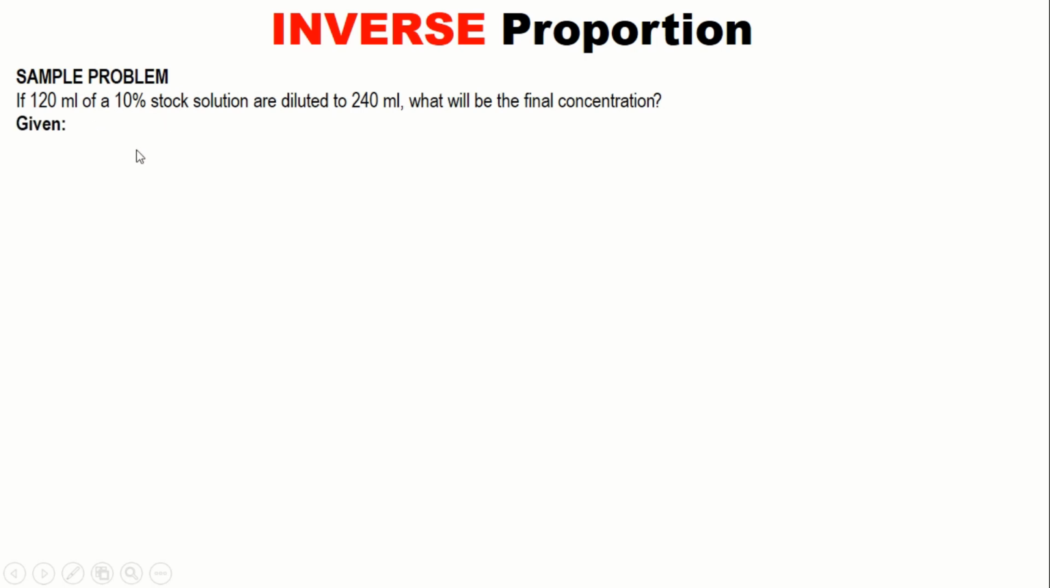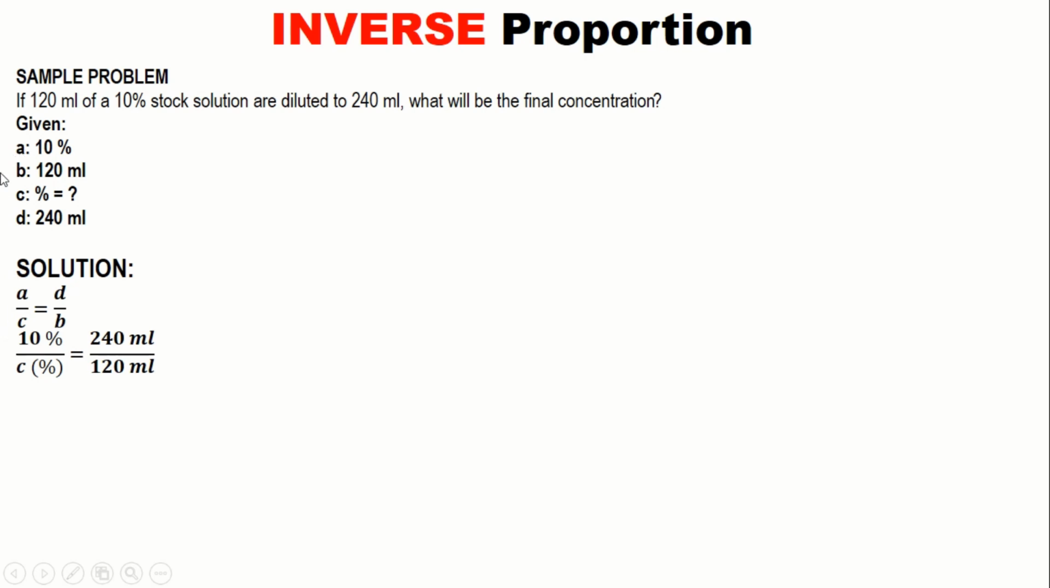Okay? So the first rule or first part is you always have to write the given. So A is 10%. So we will follow the formula a while ago. A is 10%. B is 120 ml. C is the one that is missing. And then D is 240 ml. So for the solution, we will use this formula: A over C equals D over B.